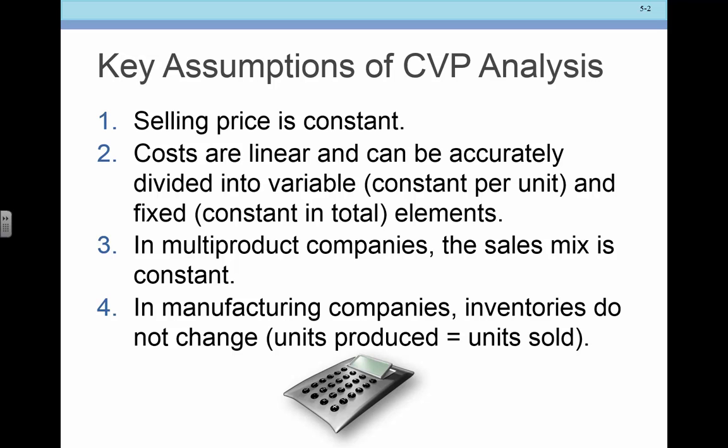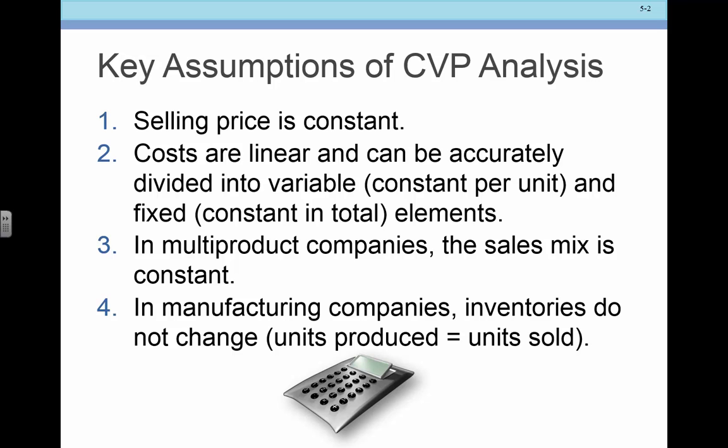We have to assume, and we talked about this in Chapter 2 ad nauseum, that costs are linear, and they can each be described as fixed or variable. And obviously, if they're mixed, you have to break them into the two components, right? So we assume that you can do that with every cost.